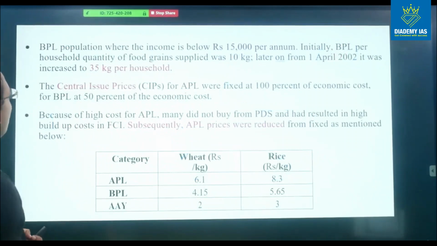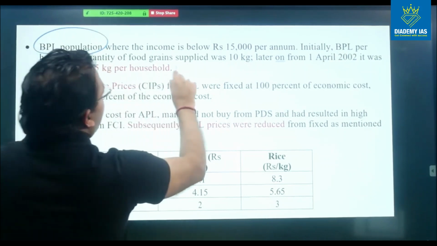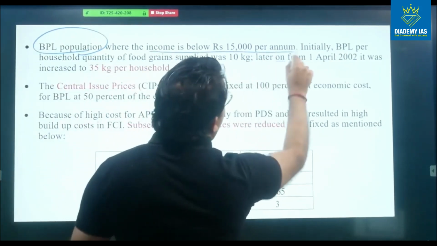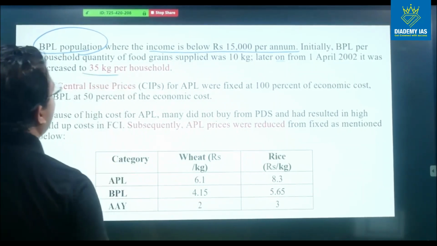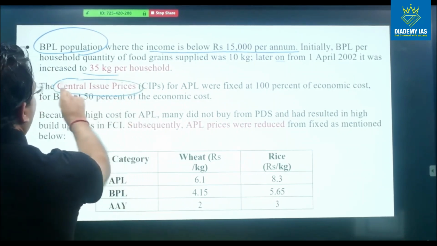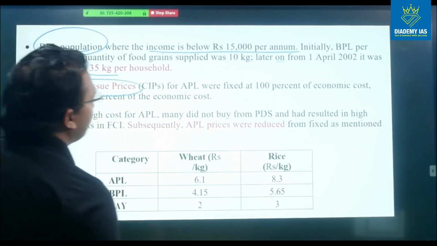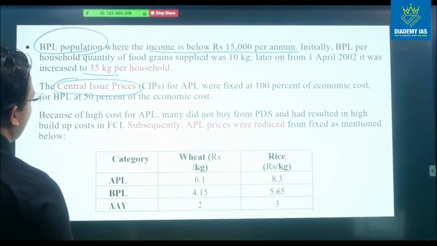So how do we identify the BPL population? The BPL population can be identified if the income is below 15,000 per annum. Initially the BPL household quantity was 10 kg, and later on it was extended to 35 kg per household. Now, the central issue price for APL was fixed at 100% of economic cost, and for BPL at 50% of the economic cost, right?